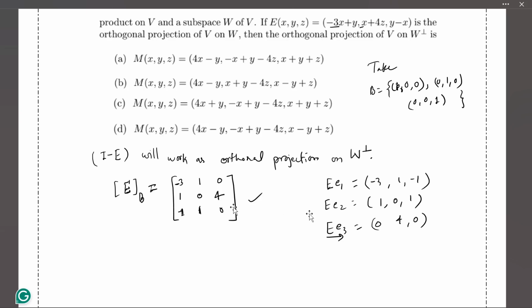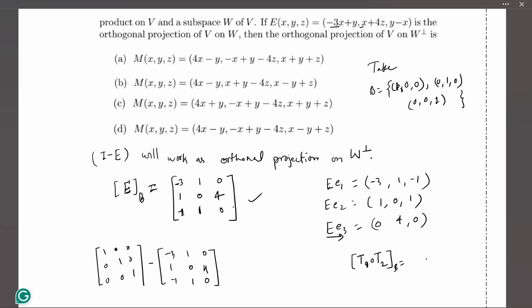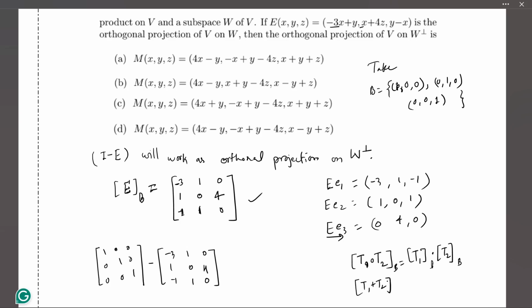Okay, so now what is I minus E? The matrix I has matrix representation 1 1 1, with 0 here, 0 here, 0 here. Minus E has a matrix representation minus 3, 1, 0, 1, 0, 4, minus 1, 1, 0. So you should remember these things. If it is a composite T1 T2, then the matrix representation becomes matrix multiplication. But if it is a sum T1 plus T2, then it is the matrix sum.